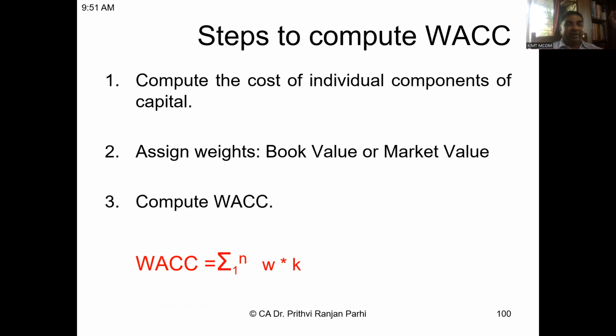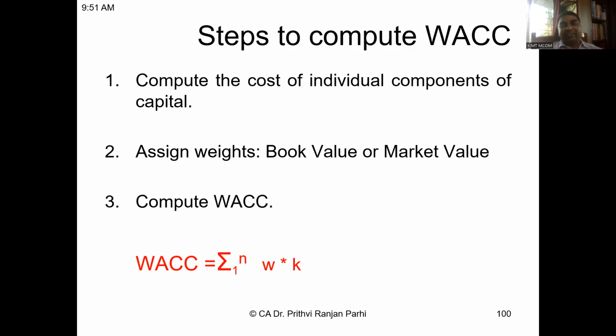How to compute weighted average cost of capital? First, compute the cost of individual components of the capital. For example, if the capital has debt, equity, or maybe preference, each component's cost has to be computed. We know how to do it.